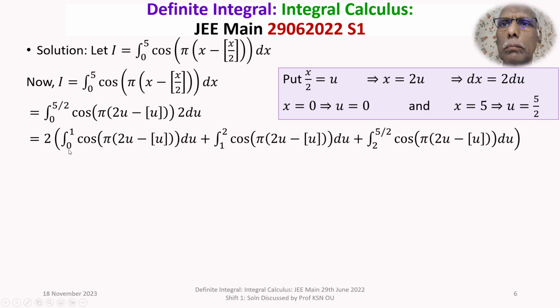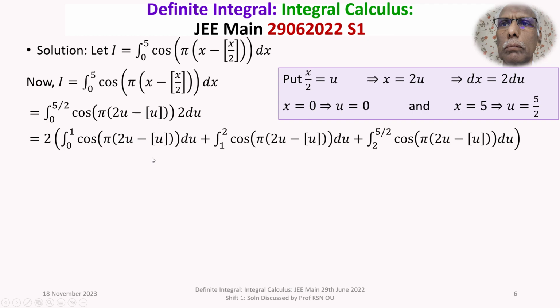Why? Because [u] is different in the interval 0 to 1, different in the interval 1 to 2, and different in 2 to 5 by 2. In the interval 0 to 1, [u] is 0, the greatest integer not exceeding u. In the interval 1 to 2, [u] is 1. And [u] in the interval 2 to 5 by 2 is 2.